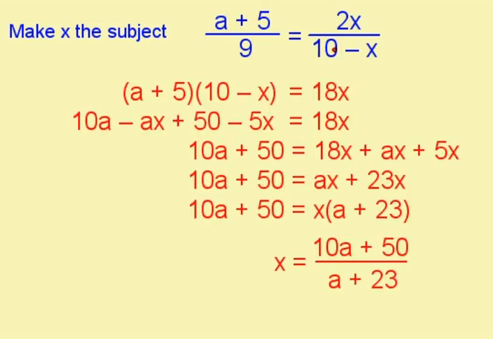The 10 minus x has gone up the escalator here, and the 9 has gone up the escalator here, giving me 9 times 2, which is 18. The brackets have been multiplied out, and then I'm trying to make x the subject of the formula, so I'm going to get all the x's on one side and everything else on the other side. I've simplified this to give me ax plus 23x, and then I've factorised. To finish, I want to get x on its own, so I need to do this divided by this.